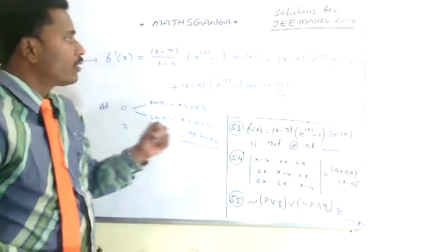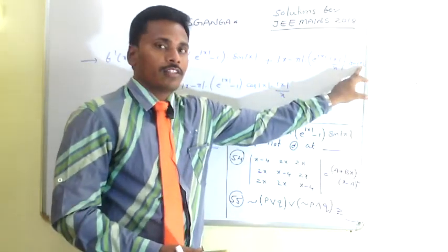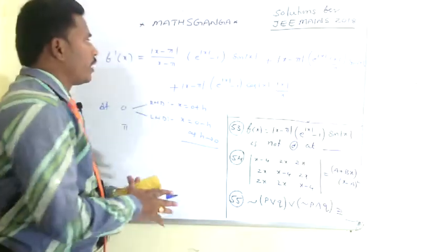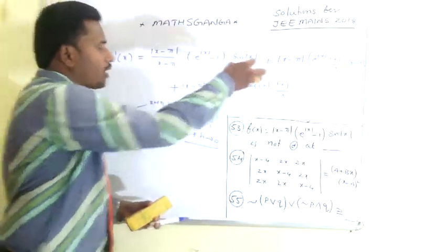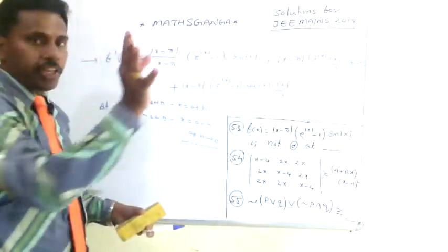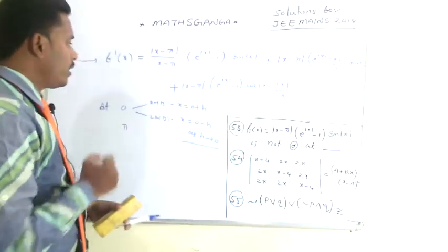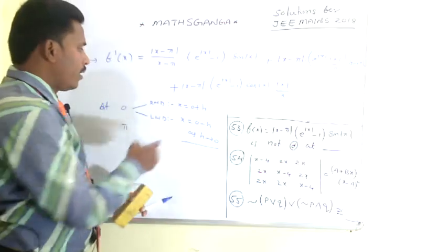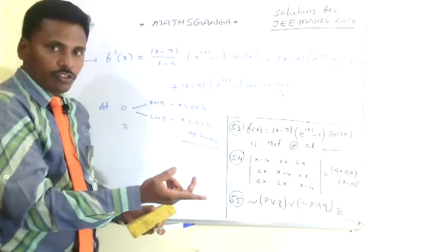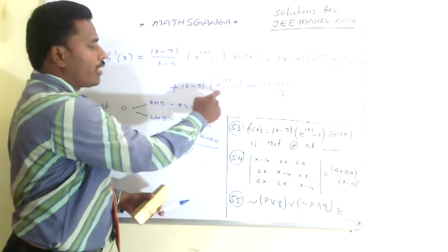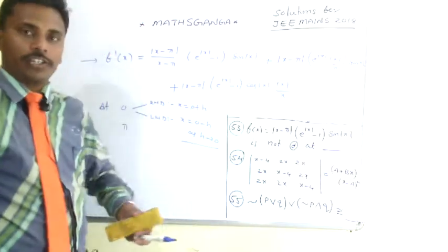Coming to here also we have sine mod x. So sine 0 is 0, and the value of this term is also 0. The value of this is 0 and the value of this is 0. These two terms vanish at 0. Then coming to this, at 0 what will happen? Mod x tends to 0, so e power 0 is 1, and 1 minus 1 is 0. This term also vanishes.